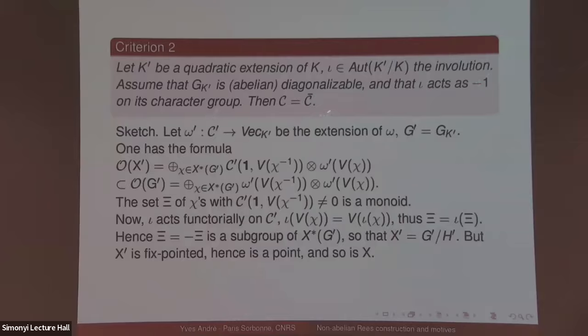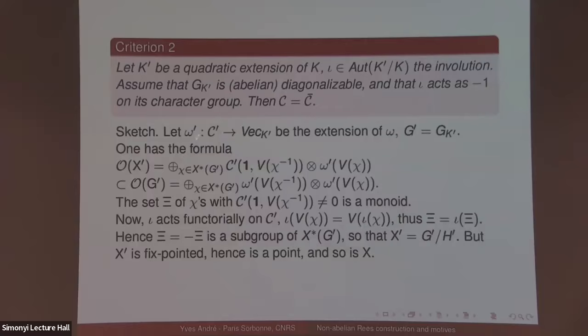And moreover, that iota acts as -1 on its character group. The conclusion is that C is... So let me sketch the proof. I denote by omega'... This condition is that, I'm sorry, G_K' is isogenous to a product of elements of norm 1 in K'. Yeah, exactly. In the case of the real as the complex, it just means that it is compact.